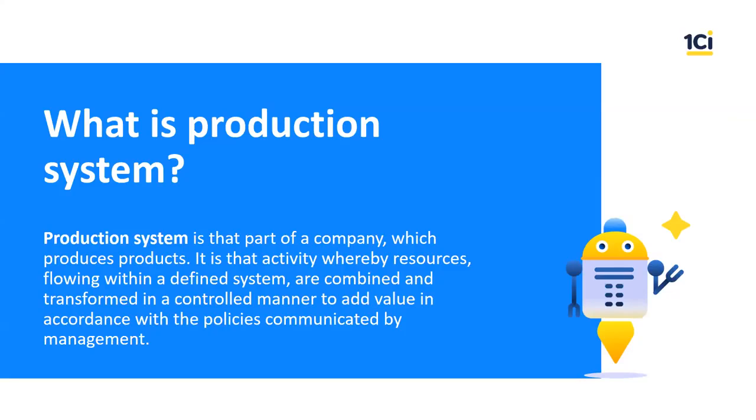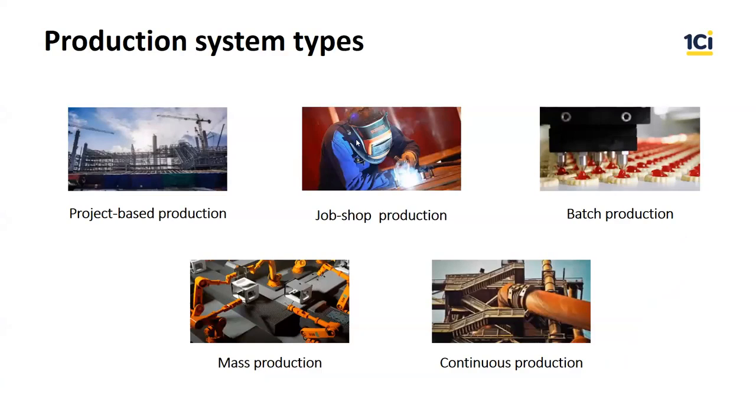You may come across many different types of production systems, and here's one of the classifications that is based on the qualities of the product range, product volume, and production resources. Here we see project-based, job shop, batch, mass, and continuous types of production. We'll quickly go through their characteristics.